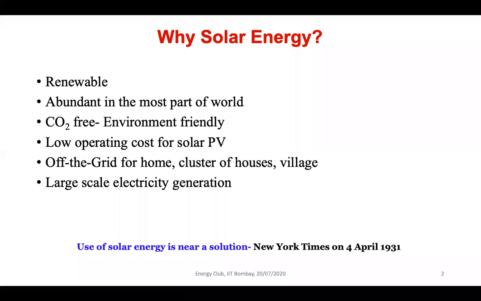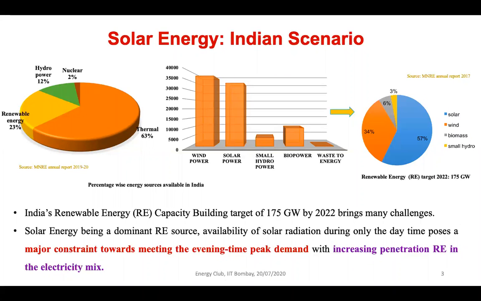Now coming to the Indian scenario, this is the report published by MNRE in the last year, in this year. You can see that thermal power plants still comprise 63% of electricity generation, whereas renewable energy has only a share of 23%. Within that, wind power and solar power are producing nearly the same amount of electricity. However, India's projection for 2022 is that we have to produce something like 175 gigawatt using solar. So there is a huge challenge.